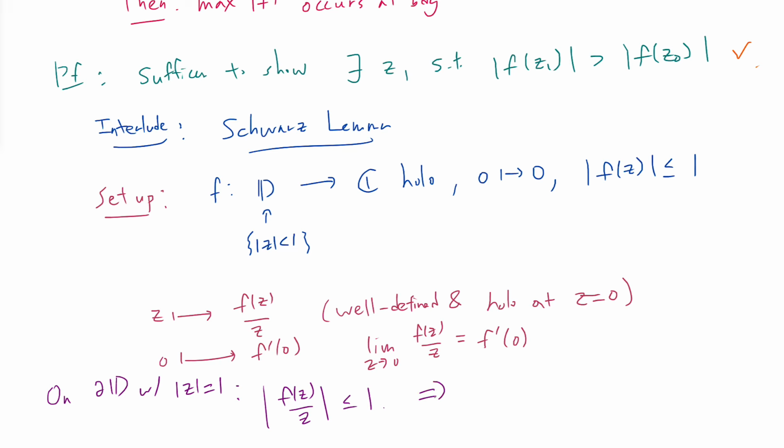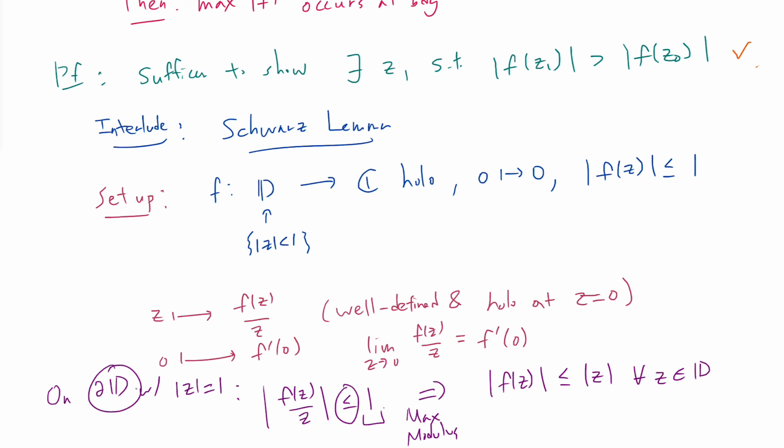So by the maximum modulus principle, you must have absolute value of f of z less than or equal to absolute value of z for all z within the disk as well. Because this less than or equal to 1 was holding at the boundary, and if the maximum of this function occurs, it needs to occur at the boundary. So within the interior of the disk, this less than or equal to 1 still has to hold. So we know this is actually true for every z. So this is one nice application.